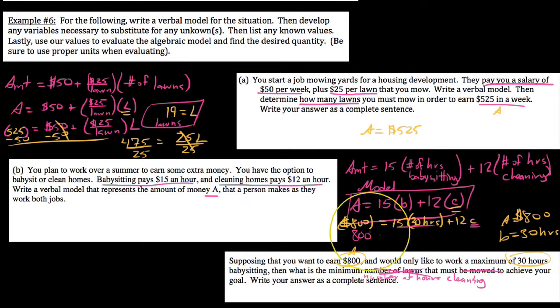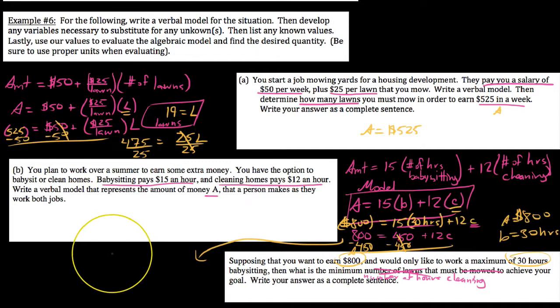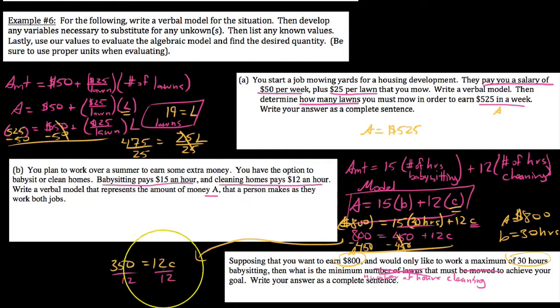We'd say $800 on the left, 15 times 30. 15 times 3 is 45, so we'd add a 0. So we say 450 dollars plus 12C. We could subtract 450 from both sides. 800 minus 450 is 350 on the left, and then we'd have 12 C's left on the right. Now we could divide both sides by 12 to get rid of the multiply by 12.